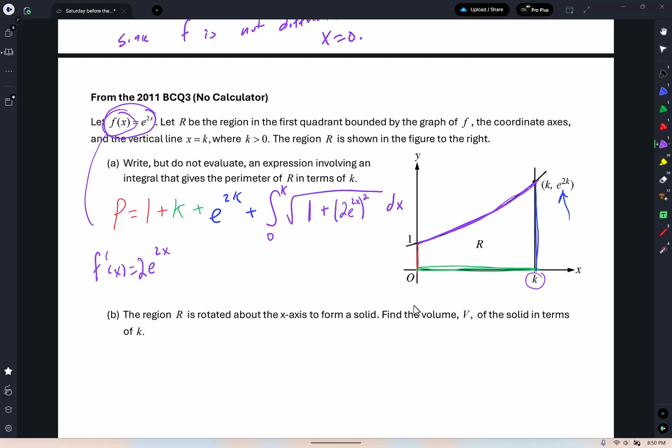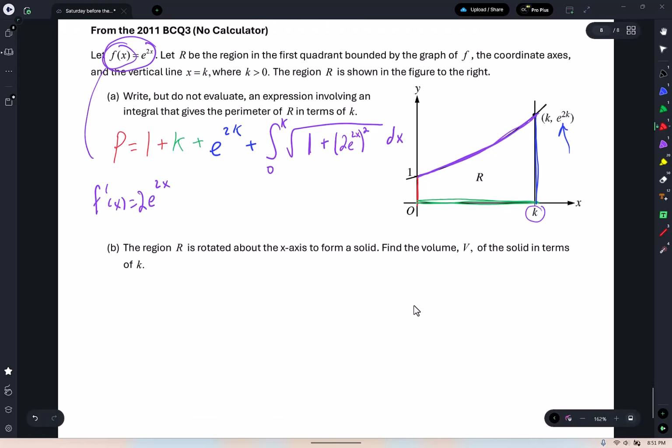You've got 0 to k, and then when you take the antiderivative of this, you'll get your k value, and I think that's pretty much full credit. We'll check in a little bit what the answer is. You could rewrite this as 4e to the 4x, but I would leave it alone like that. We'll look at the rubric in a little bit and see what it says. All right, let's go to the next one.